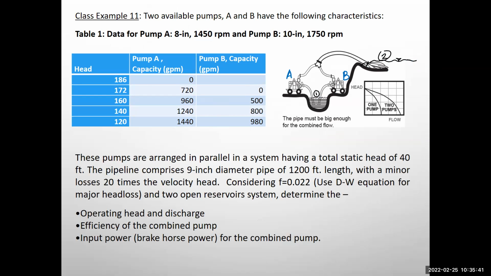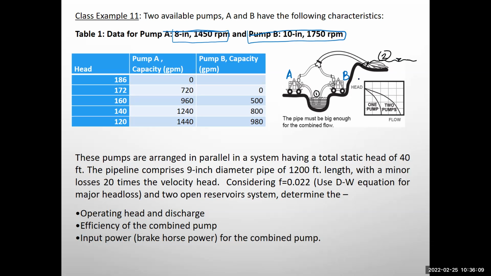Now here you see again you have pump A, 8-inch diameter, 1450 RPM. You have pump B, 10-inch, 1750 RPM. You also have a plot with this data, right? With efficiency and power, something like that. Okay, good. Now, these pumps are arranged in parallel in a system having a total static head of 40, okay?